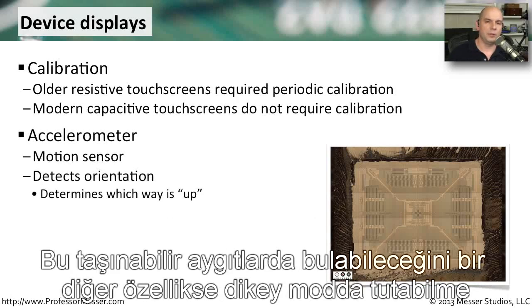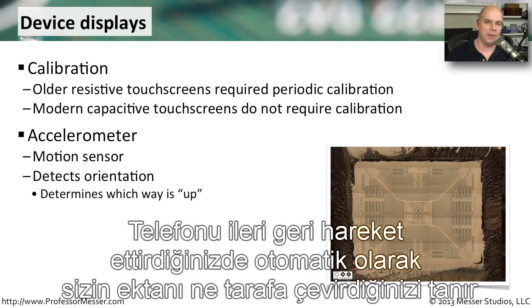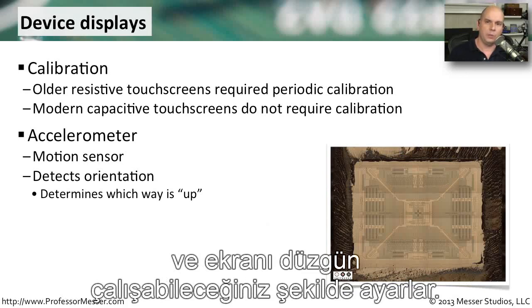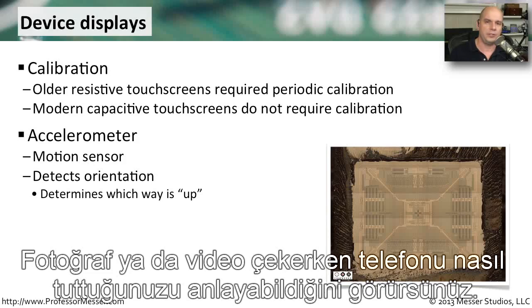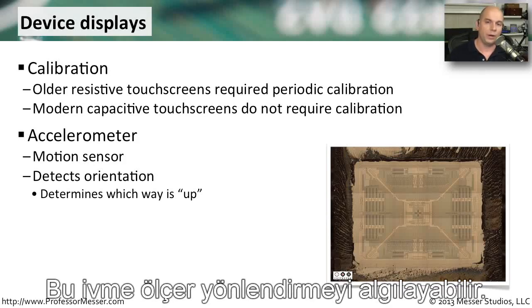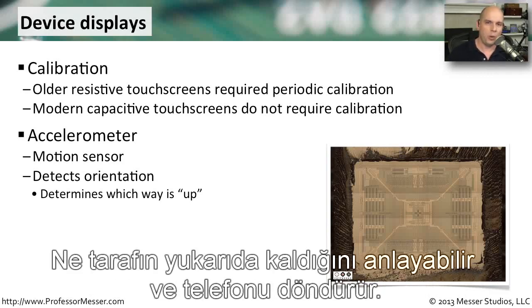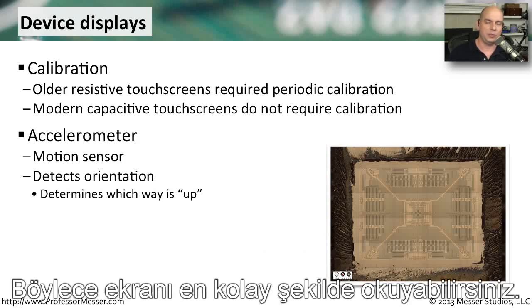One feature you find in most mobile devices is the ability for it to know whether you're holding it in a portrait mode or whether you've turned it sideways and you're using it in a landscape mode. And as you move the phone back and forth, it automatically recognizes which way you're holding it, and it will adjust the screen so that it will work properly. You see this a lot when you're taking videos and you're using pictures. It knows exactly how you're holding it. And it does that with a built-in device called an accelerometer. This accelerometer can detect what orientation things are in because it knows where the gravity is coming from. It can detect which way is up, and it simply shifts everything in the phone so that you can view it in the easiest way.